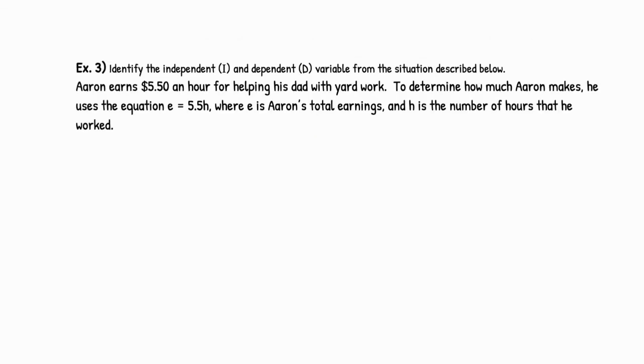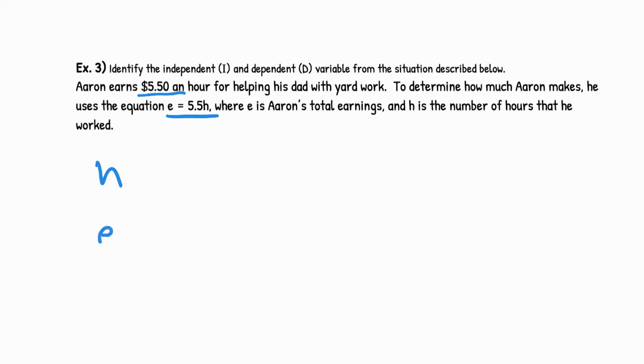Now finally, in our last example, we'll identify the independent and dependent variables again from the situation. So here it says Aaron earns $5.50 an hour for helping his dad with yard work. To determine how much money he makes, he uses the equation E equals 5.5H, where E is Aaron's total earnings and H is the number of hours that he worked.